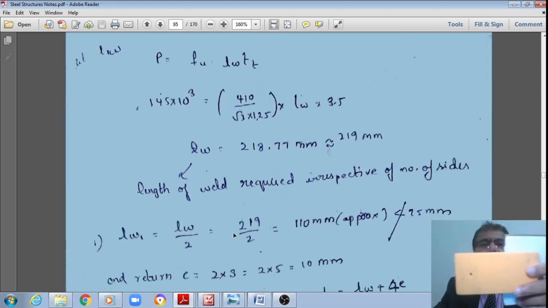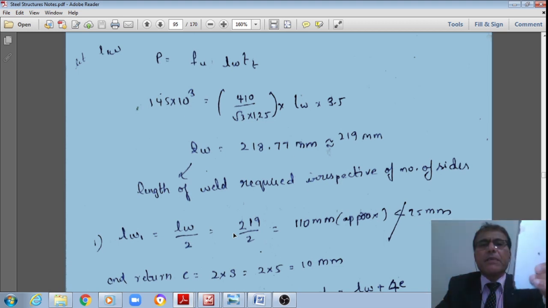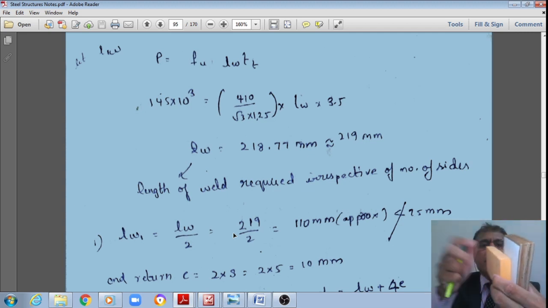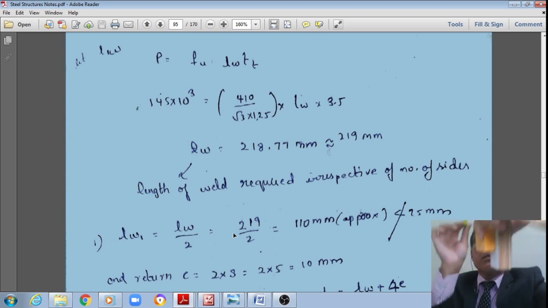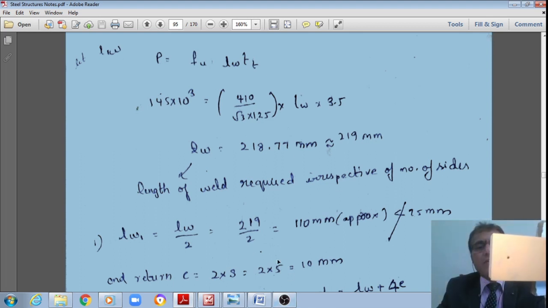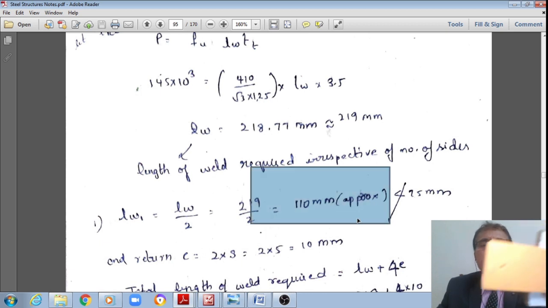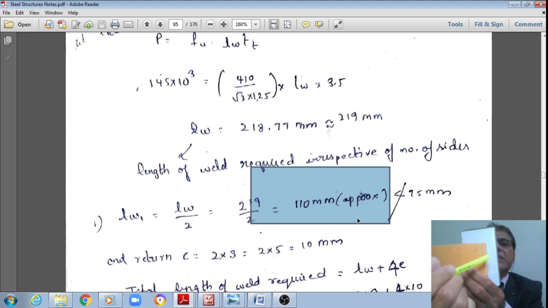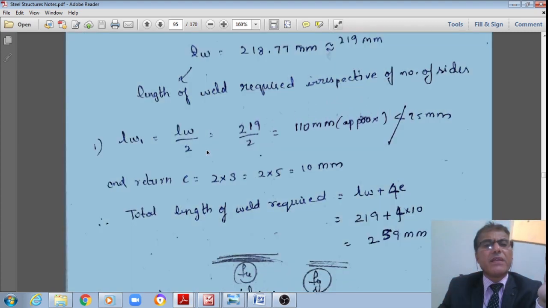However, we need to provide this at the top as well as the bottom, in both the joints, because I have a connection only possible at the top as well as the bottom here. Therefore, the length of the weld at the top as well as the bottom required is the actual length required divided by 2, which works out to approximately 110 mm. However, that length should not be less than this width. The width of this flat is equal to 75 mm. This 110 is not less than 75 mm. Therefore, okay.